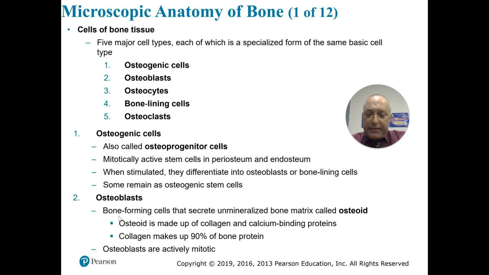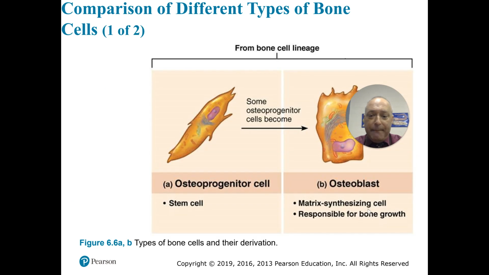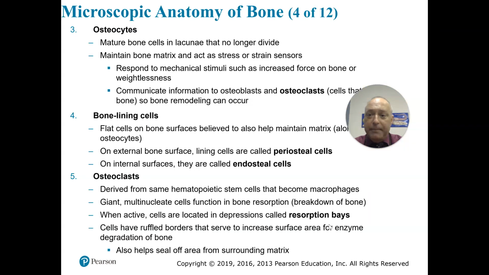Now, the osteoblasts are bone-forming cells that secrete the osteoid, and the osteoid is made mostly up of collagen and calcium-binding proteins. Collagen makes up about 90% of bone, and so the osteoblasts are active mitotically. So here we have an osteoprogenitor cell, which is a stem cell, which will differentiate then into the osteoblast. Osteoblast is the matrix synthesizing cell responsible for bone growth.